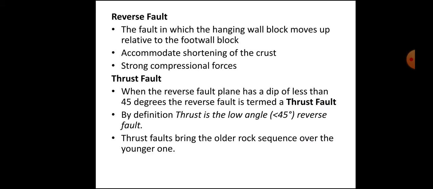Reverse fault: the fault in which the hanging wall block moves up relative to the footwall block. They accommodate shortening of the crust, with strong compressional forces. Thrust fault: when the reverse fault plane has a dip of less than 45 degrees, the reverse fault is termed a thrust fault. By definition, a thrust is a low angle, less than 45-degree reverse fault. Thrust faults bring the older rock sequence over the younger one.